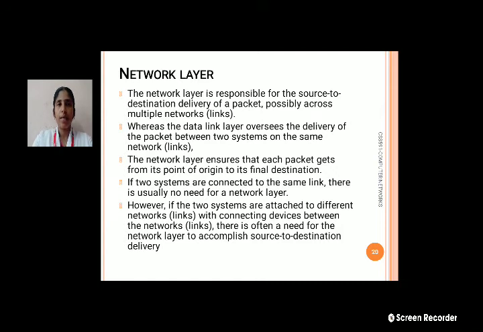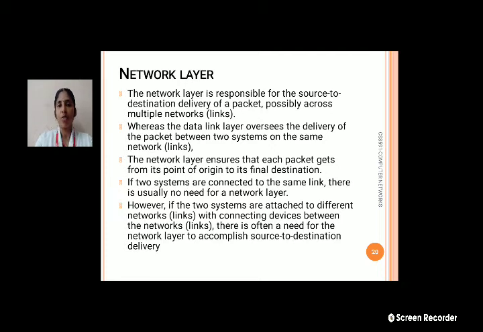The next layer is the network layer. The network layer is mainly responsible for source to destination delivery of packets. First layer is for bits, second layer is for frames, and third layer is for packets. This concept we have to remember till the end. So source to destination delivery of packets, possibly across multiple networks, whereas the data link layer delivers packets between two systems on the same network. The network layer ensures that each packet goes from its point of origin to its final destination.